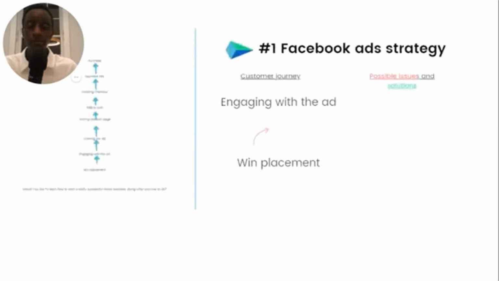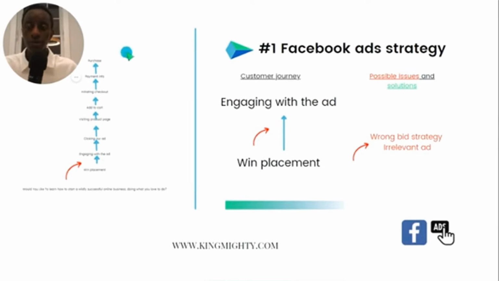Right. So, okay. We've got the journey here. And if we start down here, I've pulled out these two steps. Let's say you've won a placement, and what could stop somebody from engaging with your ad? It could be a wrong bid strategy or an irrelevant ad. So you think about the possible issues, like I've noted down here, and you put them down as much as you can, of course relating to your product.